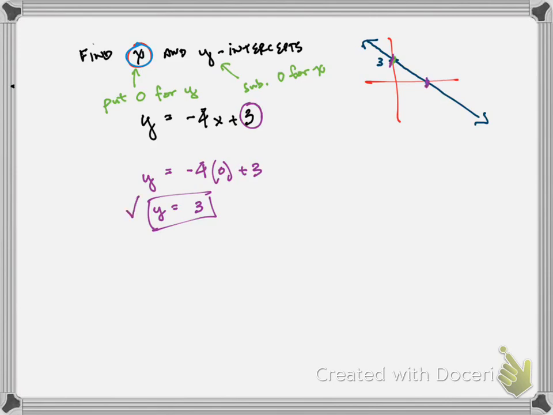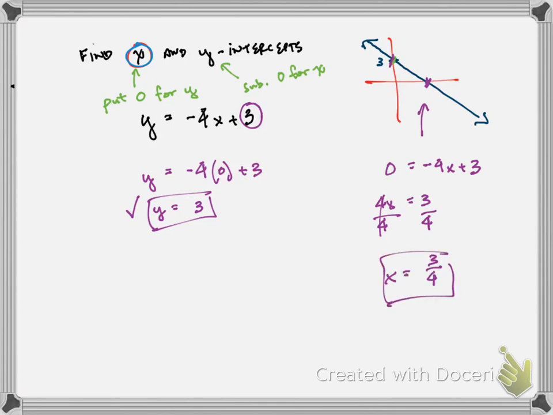If I want to find my x-intercept, again I would put 0 in for y. So I'd substitute 0 for y. I get 0 is equal to negative 4x plus 3. I'll add 4x to both sides, so 4x is equal to 3. I'll divide both sides by 4, and I get x is equal to 3 over 4. So my x-intercept right here is 3/4. My y-intercept right here is 3.